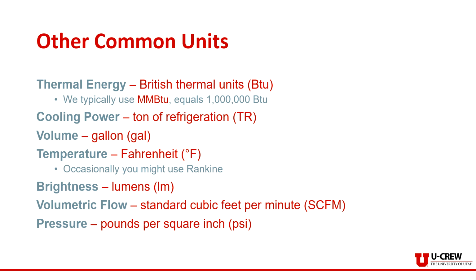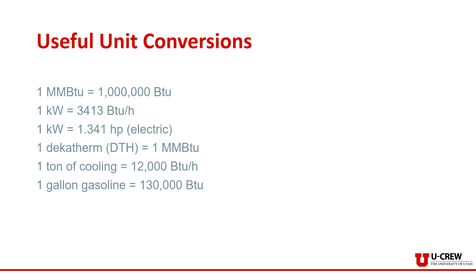Brightness is measured in lumens, which is a little hard to explain, but you'll come to understand this one through your work too. Volumetric flow is measured in standard cubic feet per minute, or SCFM, and you'll very often see this for compressed air systems and HVAC. And lastly, anytime we're talking about pressure, it will always be in pounds force per square inch, or PSI. A couple useful conversion factors I want to throw at you, but I'm not going to get into them too much. One that I do want to point out is the decatherm, or DTH, which is equivalent to 1 MMBTU.